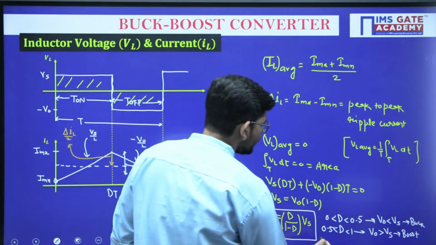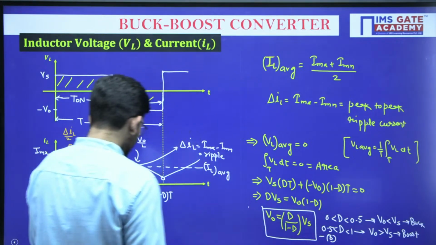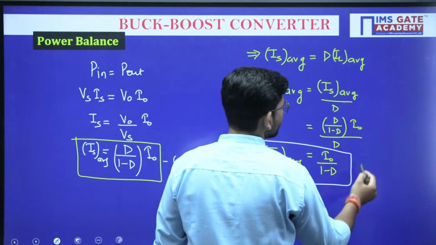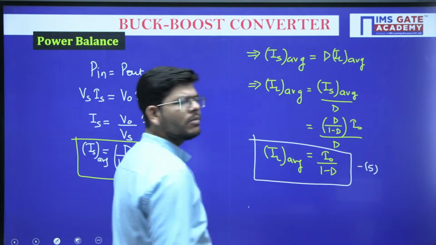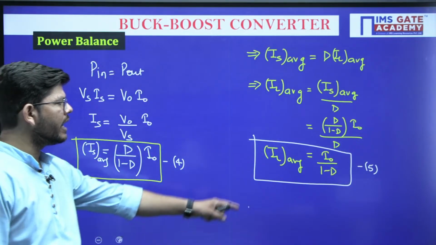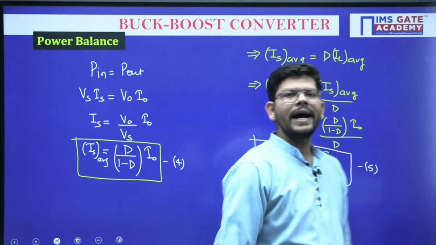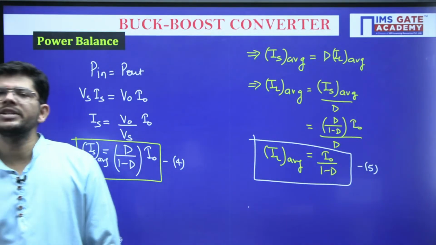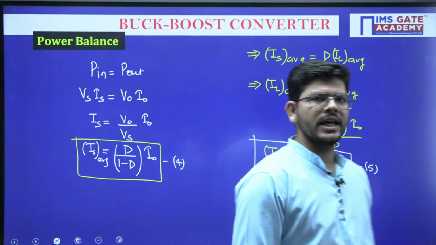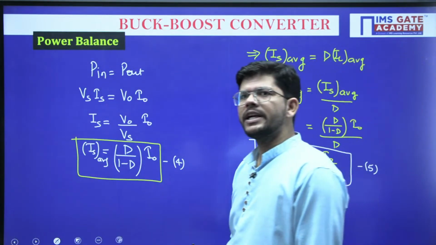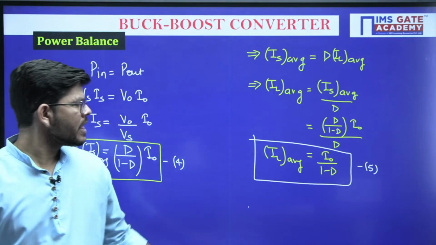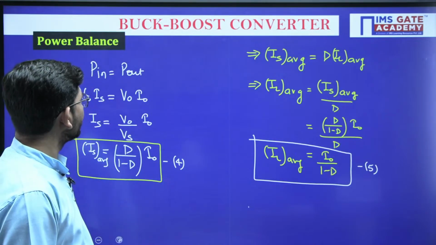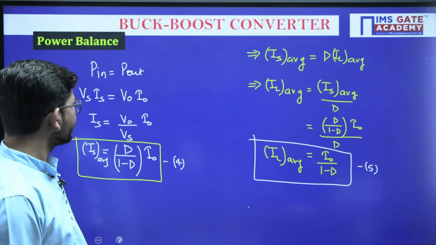Let me call this equation number 3, then this will be equation number 4, and this will be equation number 5. Average inductor current is basically I naught upon 1 minus D, and the same expression we obtained in case of the boost converter as well. So whether it is the boost converter or the buck-boost converter, average inductor current has the same formula. So we have calculated two more important things here.